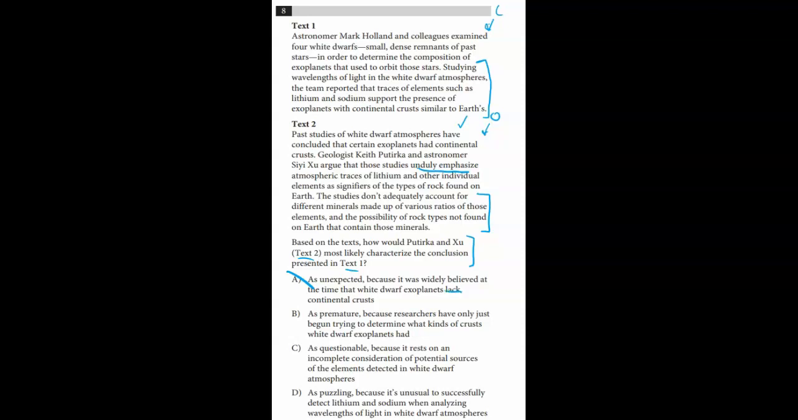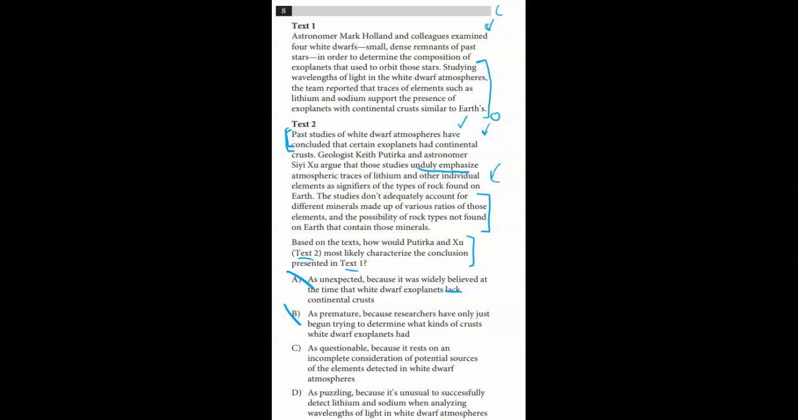Yeah. This is just wrong because of this sentence here. "As premature because researchers have only just begun trying to determine what kinds of crust white dwarf exoplanets had." That's also not true because, once again, past studies have concluded that certain exoplanets have continental crusts. It looks like there has been previous research, because that's what they're actually commenting on: the fact that the studies unduly emphasize atmospheric traits of lithium and other individual elements as signifiers of the type of rock found on Earth. So this is implying that other people have done research on the types of rock found on Earth or signifiers, and that's not entirely accurate because of XYZ.